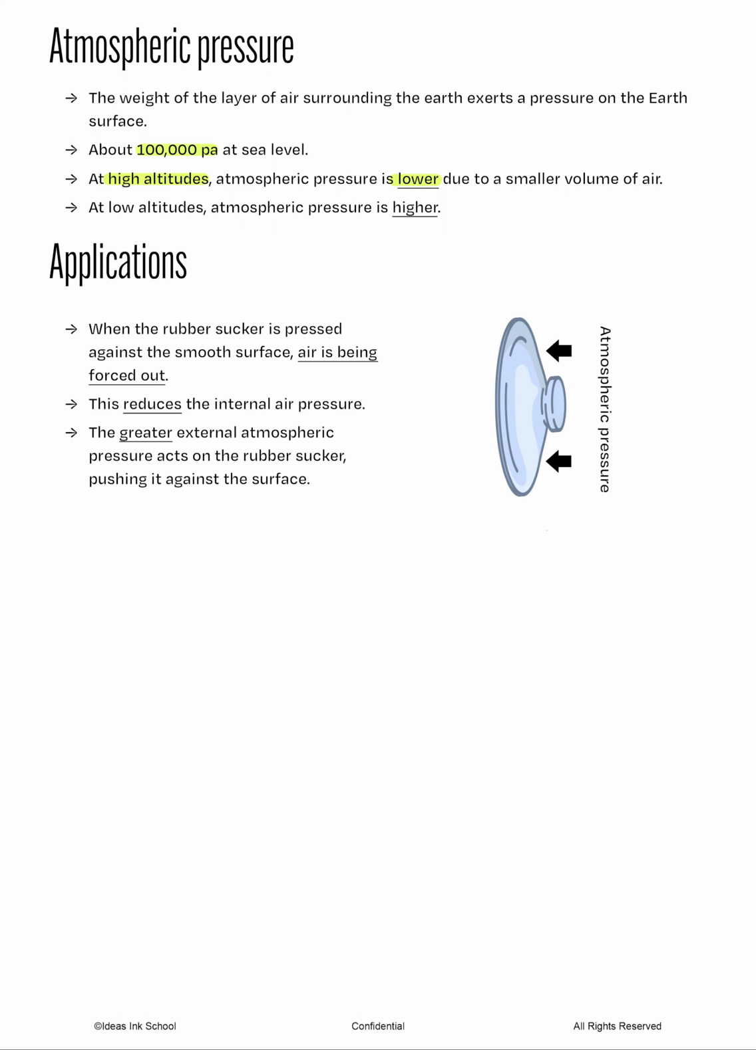Let's take a look at other uses of atmospheric pressure in our daily lives. When using a rubber sucker, the sucker must first be pressed against the smooth surface to force out as much air as possible. This reduces the internal air pressure, and since the external atmospheric pressure is greater, air will exert pressure on the sucker, pushing it against the surface.